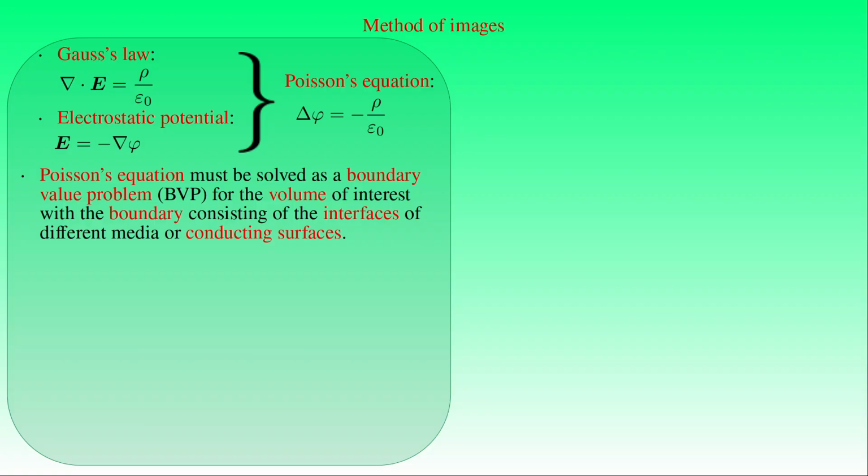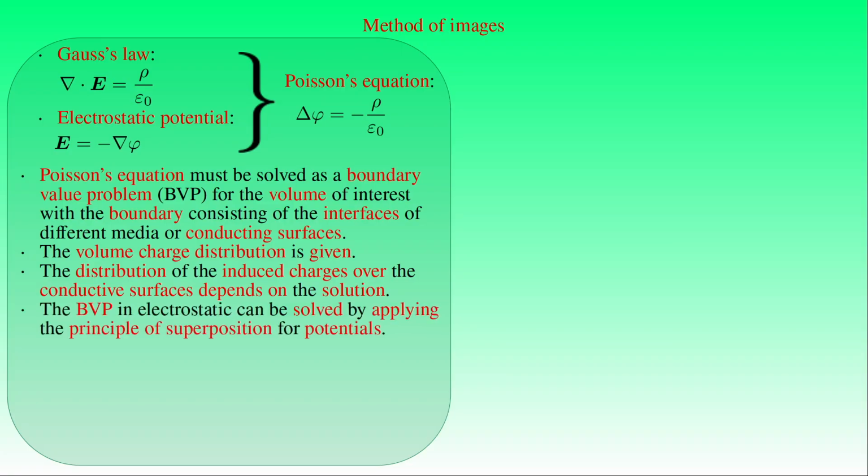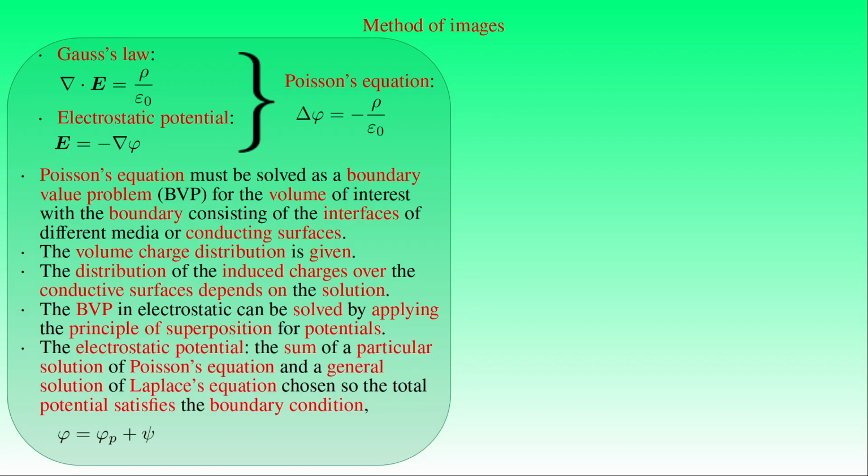This can be challenging because normally only the spatial distribution of the source charge is given, whereas the distribution of the induced charges over the conductive surfaces specifying the boundary condition for the problem depends on the potential over the volume of interest, that is, on the solution of the boundary value problem. The most effective approach to solve boundary value problems in electrostatics is based on the principle of superposition already introduced as one of the consequences of Green's reciprocation theorem. Due to this principle, the electrostatic potential phi can be constructed as the sum of a particular solution phi sub p of Poisson's equation for the specified volume charge density, and a general solution psi of Laplace's equation chosen so that the total potential satisfies the specified boundary conditions.